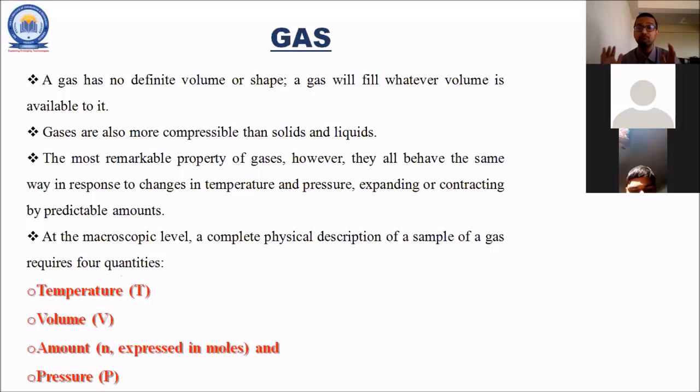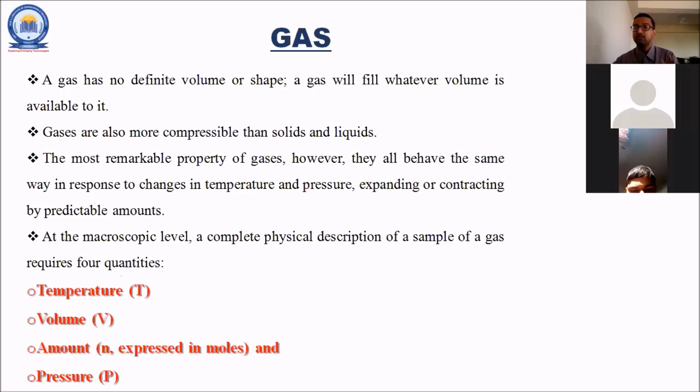That means within the boundary conditions, all the gases generally behave in the same response. If we consider a microscopic level or the macroscopic level for understanding the properties of the gases, a complete physical description of the sample of the gas always requires four quantities. Remember friends, these four quantities are very important and continuously we will be discussing all those four quantities throughout the lecture.